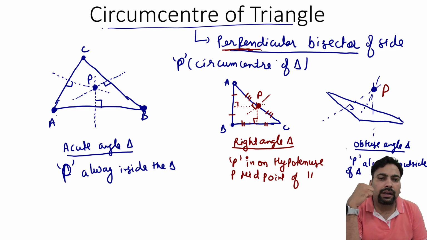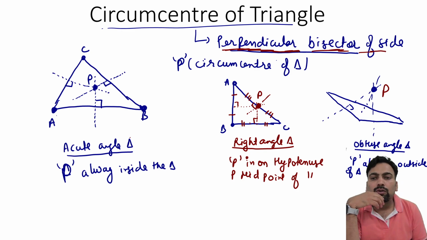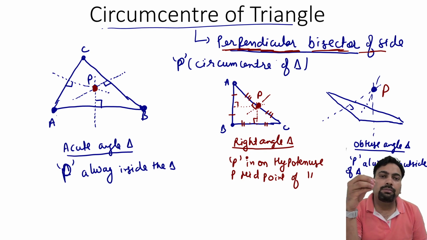The circumcenter is obtained by the perpendicular bisector of a side. So we saw that in an acute angle triangle, the circumcenter is always inside. In a right angle triangle it is on the hypotenuse, or especially we can say the circumcenter is the midpoint of the hypotenuse.